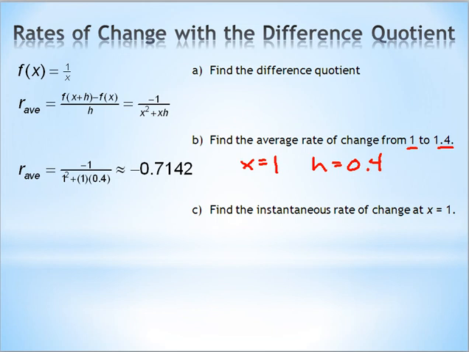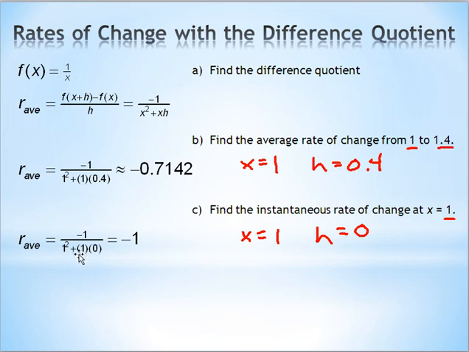Now I'm asked to find the instantaneous rate of change at x equals 1. For instantaneous rate of change, the width of my interval is equal to 0. So now I'm going to go back up here and plug the 1 in for x again, but now I'm going to plug in 0 for h. And when I do that, I get this, plugging in the 1 for the x and the 0 for h.